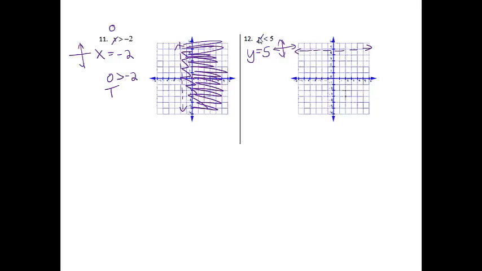And then from here, we're going to test 0. So put 0 is less than 5. Is 0 less than 5? Yes, once again, it is true. So we will once again shade the side that has the 0, 0 on it. Please keep in mind, if this were ever false, we would shade the other side, the side that does not contain the 0, 0.